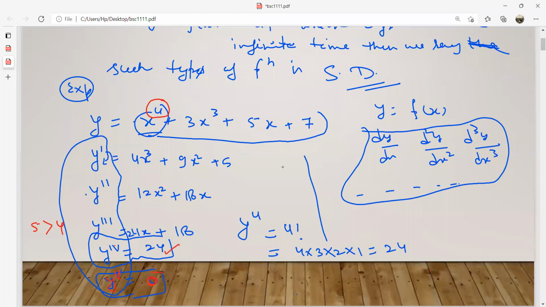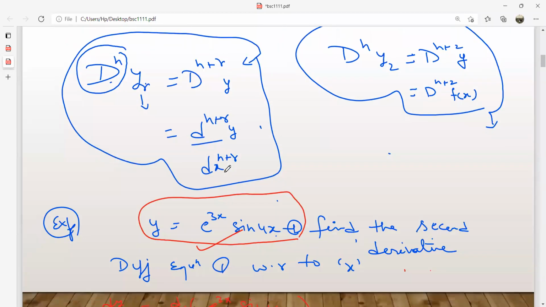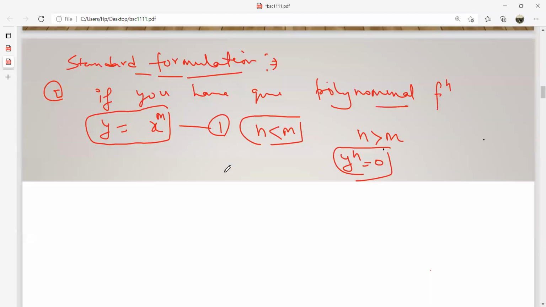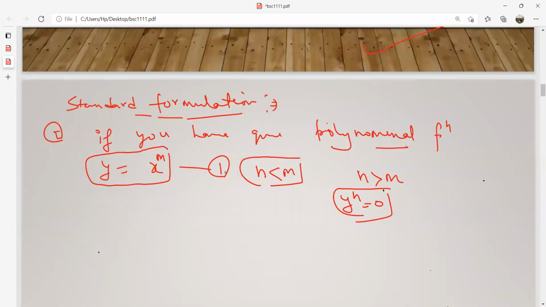Did you get it? Yes or no? What I'm saying? Yes, sir. Okay. This topic is very simple. If you understand and write it down in your notebook, you can easily understand these formulations.